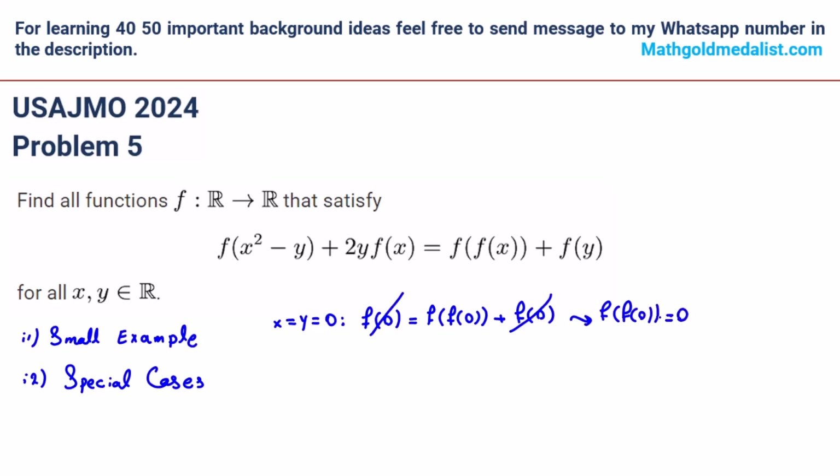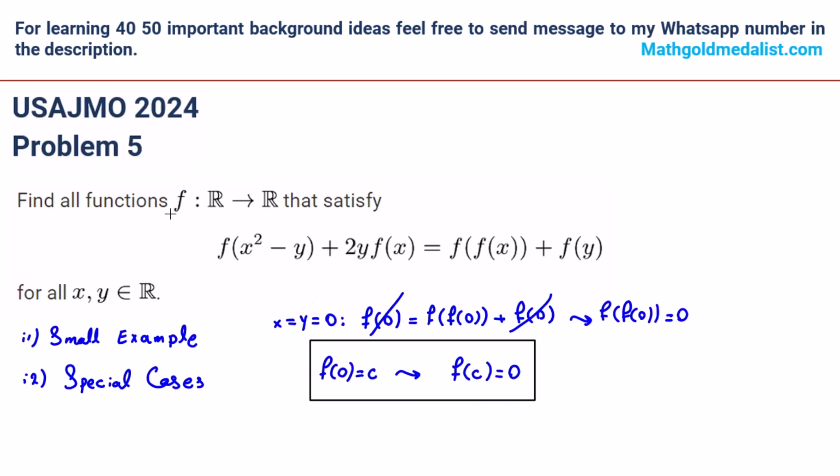Here we can say that, suppose that f of 0 is a constant, we know a constant c, then we can say f of c is 0, okay? So let's put a box around the things that maybe can be useful.